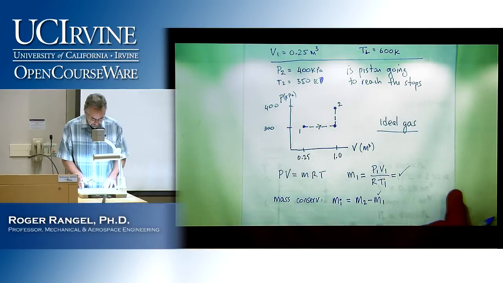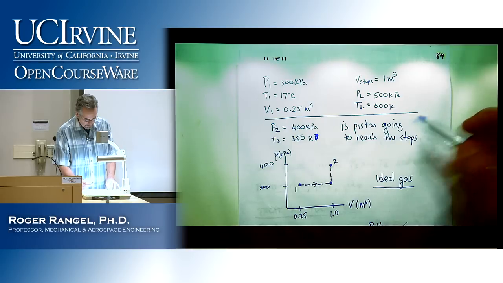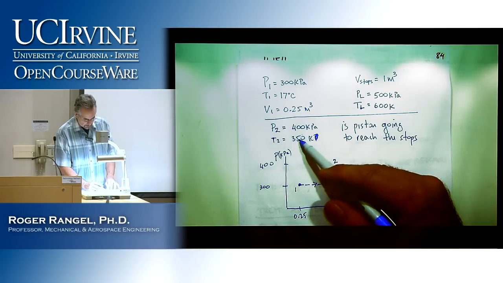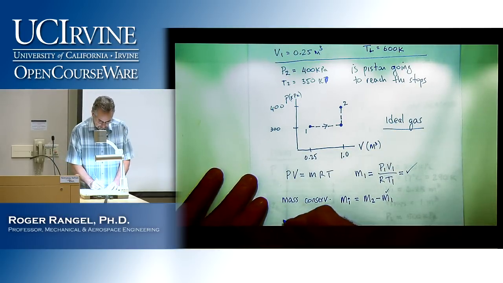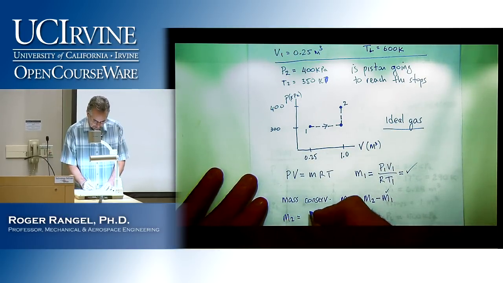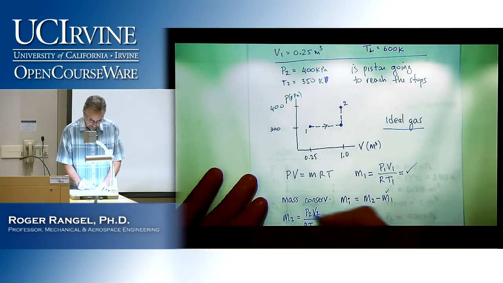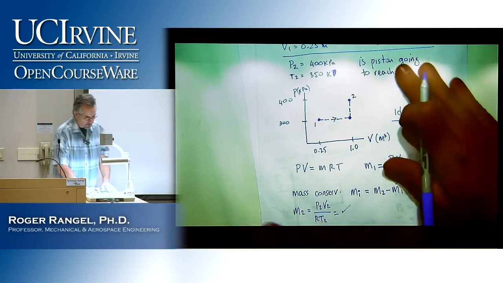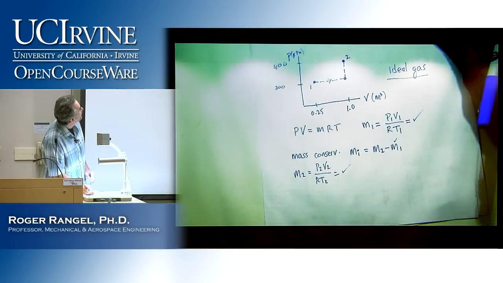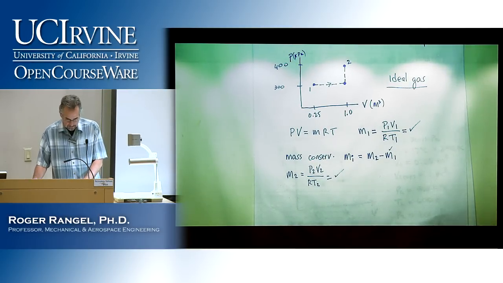All right, so how do we find M2? Same way, because we have the final pressure, final temperature, and we know that the final volume is the volume at the stops. So we can also find M2 as P2 V2 over RT2, and we have everything. So we have the mass. We have M1 and we have M2.